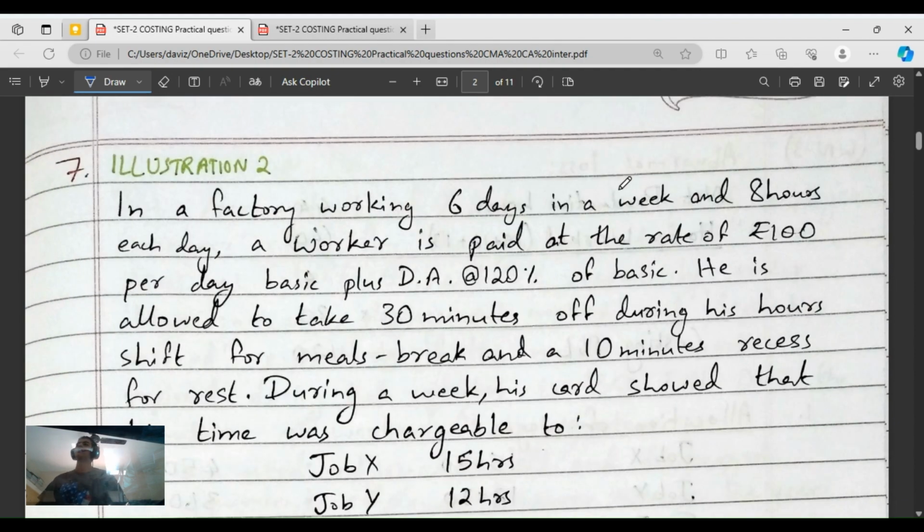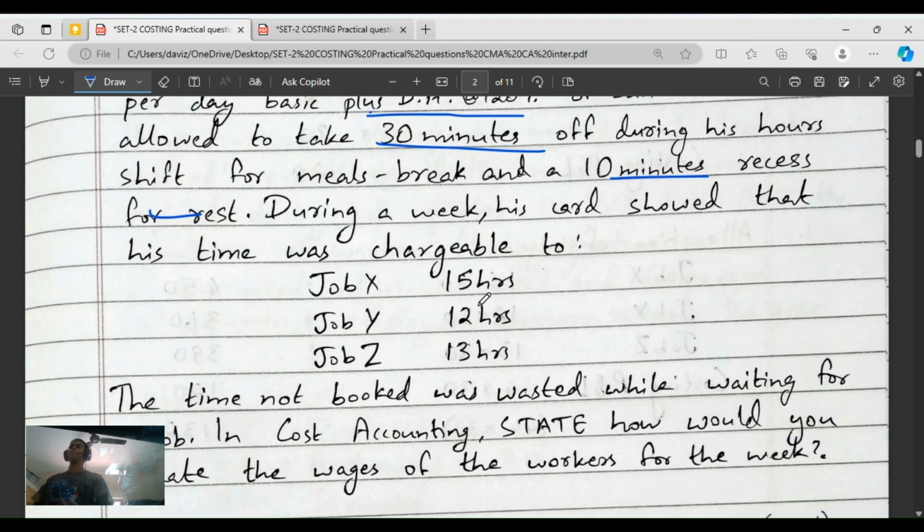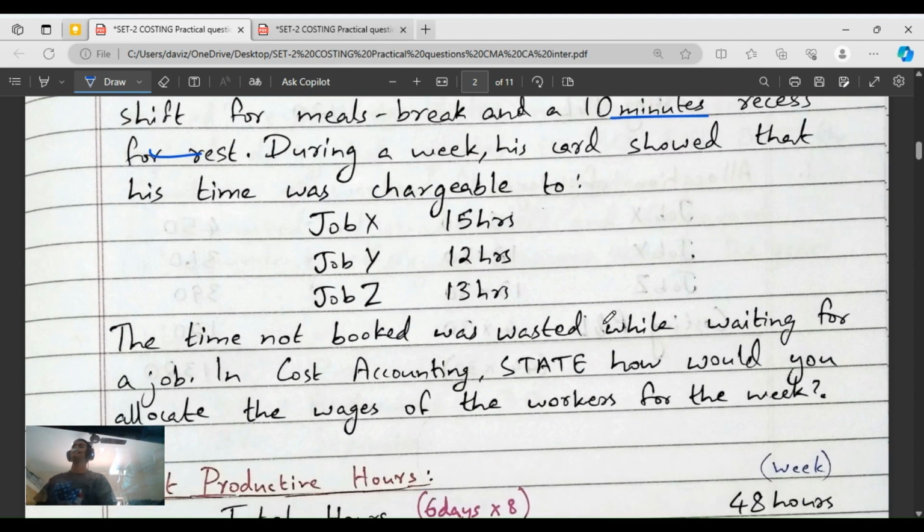In a factory, working 6 days a week, 8 hours each day, a worker is paid at the rate of 100 per day basic plus DA at 120% of basic. He is allowed to take 30 minutes off during his shift for meal break, and a 10 minutes rest. During a week, his card showed that his time was chargeable to jobs X, Y, Z as 15 hours, 12 hours, 13 hours. The time not booked was wasted while waiting for a job. State how we would allocate the wages of the worker for the week.